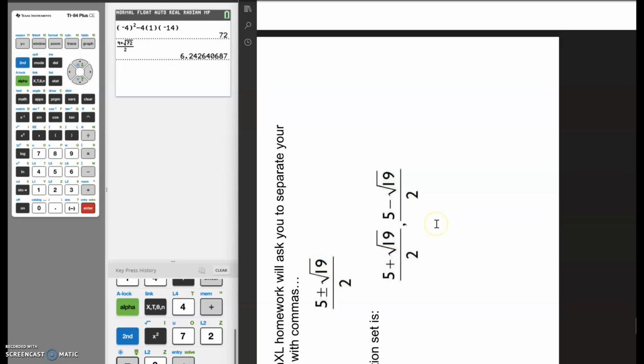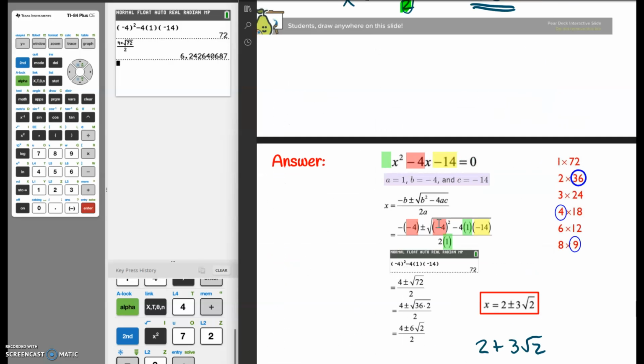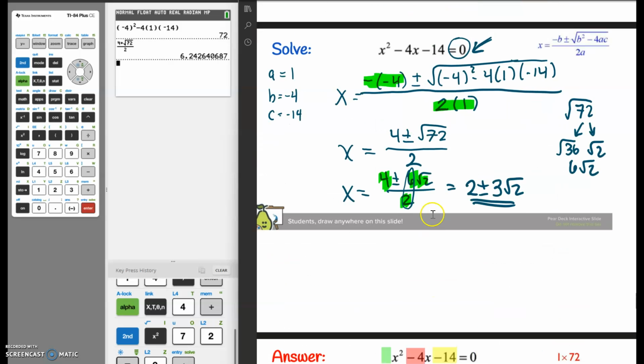So with that, I'm hoping that gives you a decent reminder about how to use quadratic formula. Good luck!